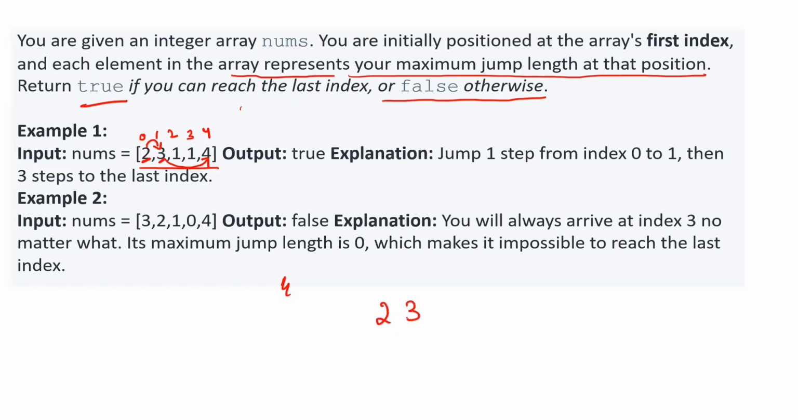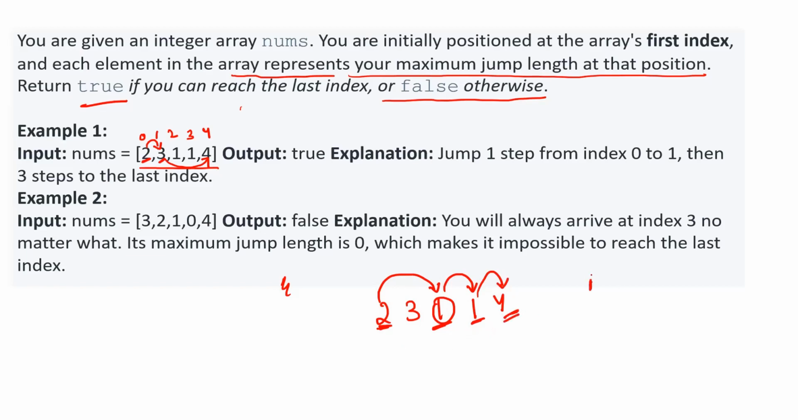Or we can do what? 2, 3, 1, 1, 4. From here, if you are taking 2 jumps, this element represents how many maximum jumps you can take from here. So if you take the maximum jump, that is 2 jumps itself, you will be here. Now this element represents that you can take a maximum of 1 jump from here, so we will make 1 jump. From here also you can make 1 jump. So you can see this way also you are able to reach the end of the array.